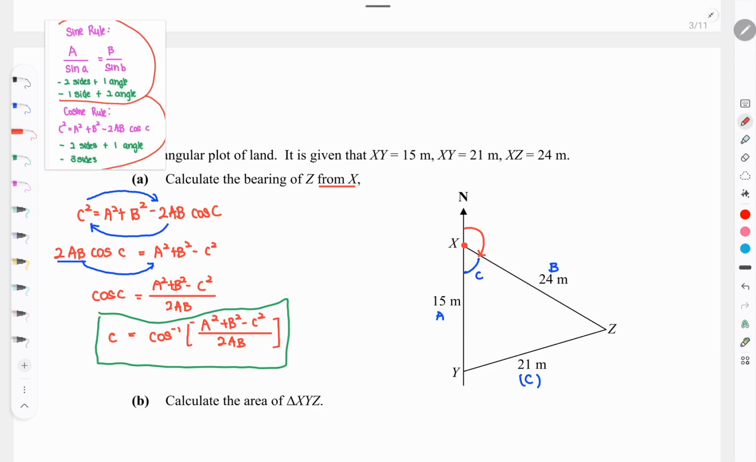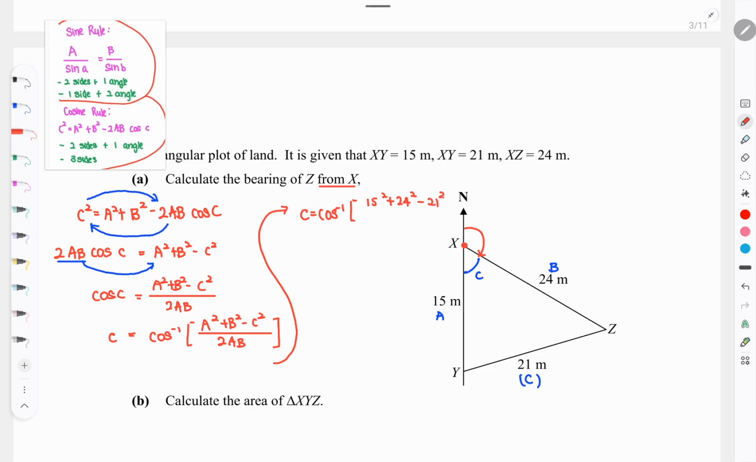Okay, so now I substitute everything in. C equals cosine inverse of the value of A, which is 15 square, plus B square, which is 24 square, minus C square, which is 21 square, whole thing over 2ab. So it's 2 times 15 times 24. Okay, now I just have to type the whole thing into my calculator, and I will get exactly 60 degrees.